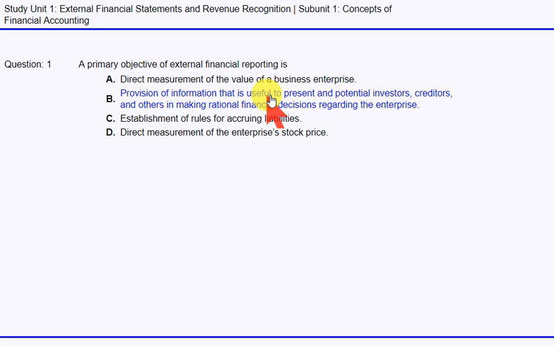B, the provision of information that is useful. What is the basic objective of financial statements? Provision of information that is useful to present and potential investors, creditors and others in making a rational financial decision regarding the enterprise. This makes sense. It makes perfect sense, and that's why it's the right answer.